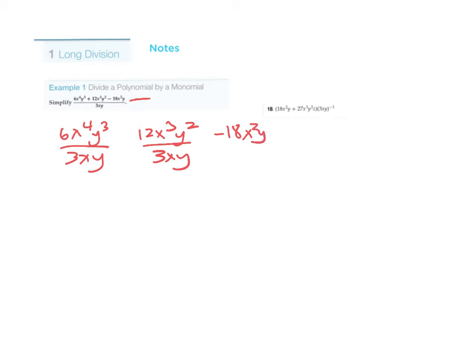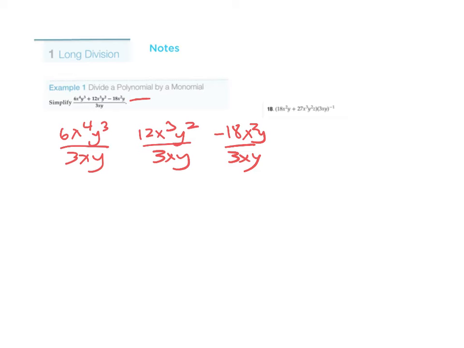To divide a polynomial by a monomial, we're going to separate this polynomial into each monomial. So the 6x^4 y^3 is going to be divided by 3xy. And then I'm going to go by 12x^3 y^2 over the 3xy. And then my minus 18x^2 y over my 3xy. Now I can do each one separately.